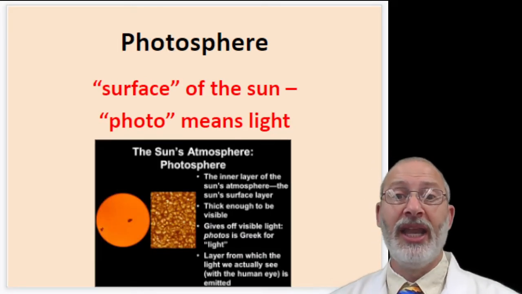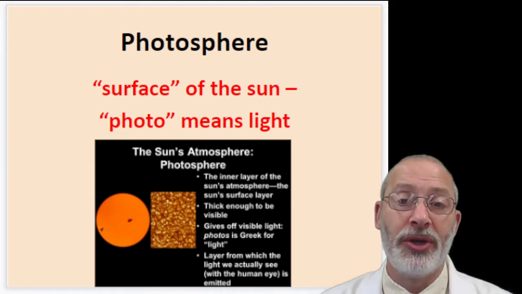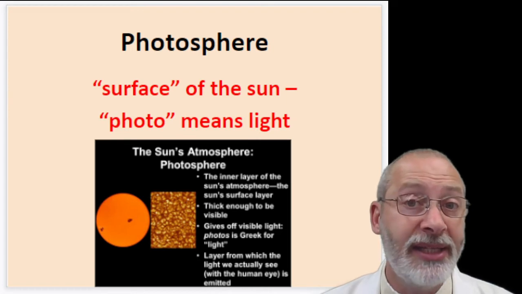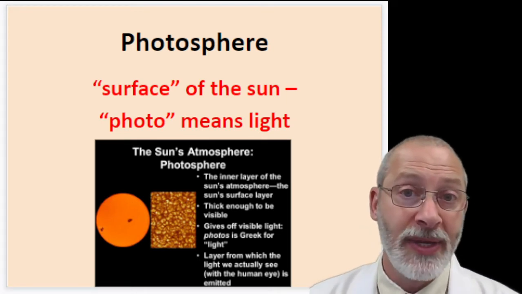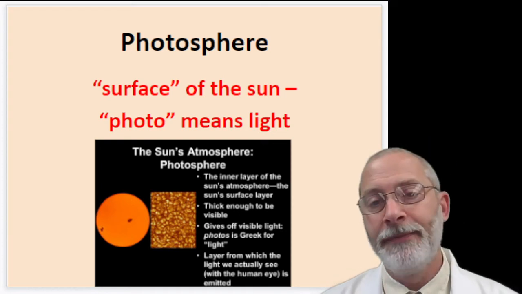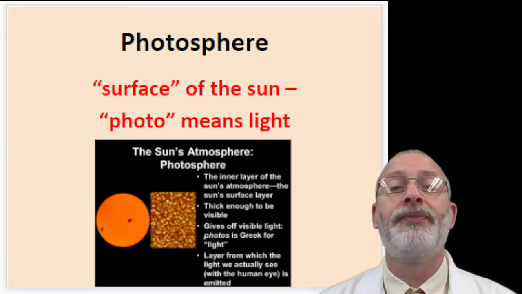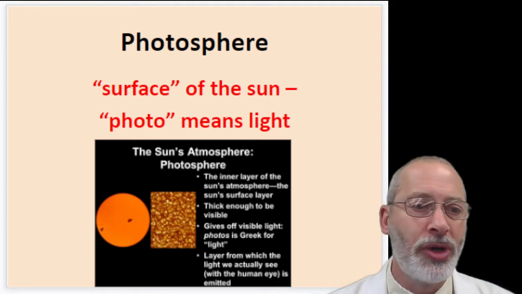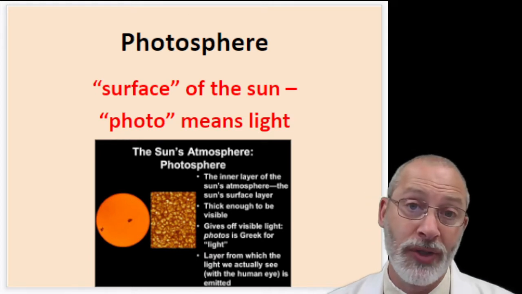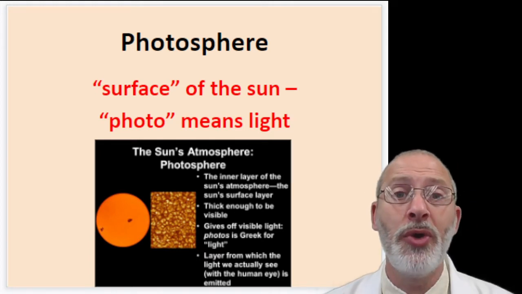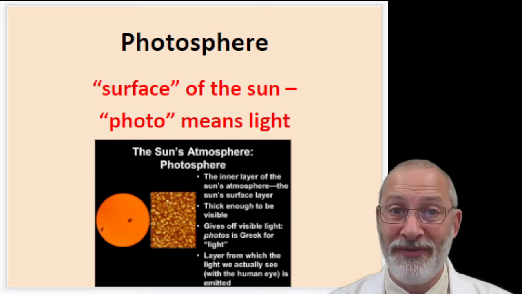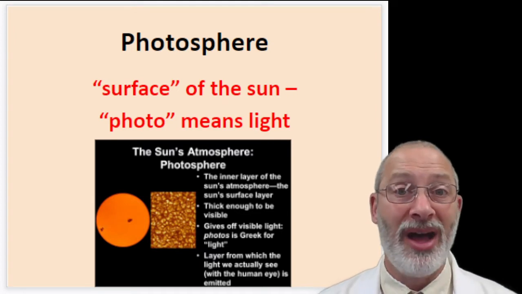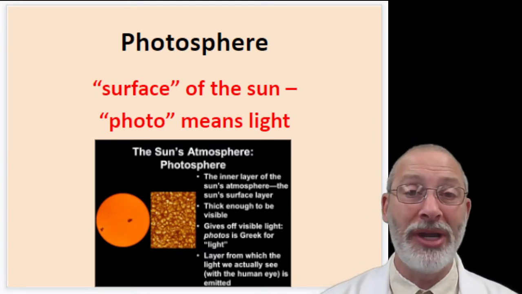All right, the next layer is called the photosphere. The photosphere, and the prefix photo means light, like photograph means an image produced by light. But the photosphere is, and I put in quotes, the surface of the sun. Now, why do I put the word surface in quotation marks? It's because there is no solid surface of the sun. You couldn't actually walk or land a vehicle on the sun. You would fall straight through.